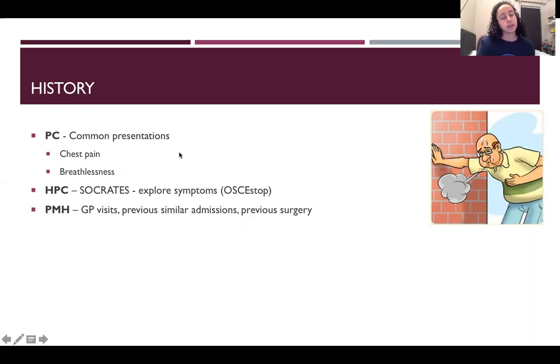And then for a cardio history, the past medical history is quite important. So I like to ask quite a general question. I just say, do you visit your GP regularly for anything? They probably do if they're older. And have you had any previous similar admissions? People often, if they've had angina, will come in several times just to check it's not a heart attack, so it's sort of on the cusp. And have they had any surgeries, so chest operations are important to note. If they've got a pacemaker, that's quite important to know as well.